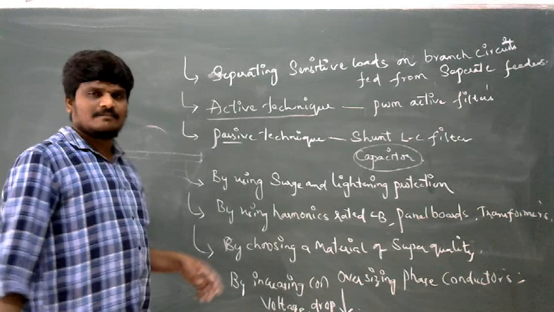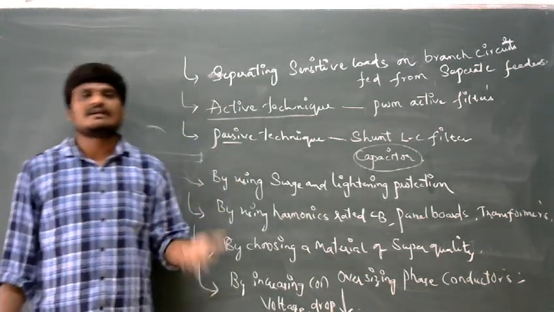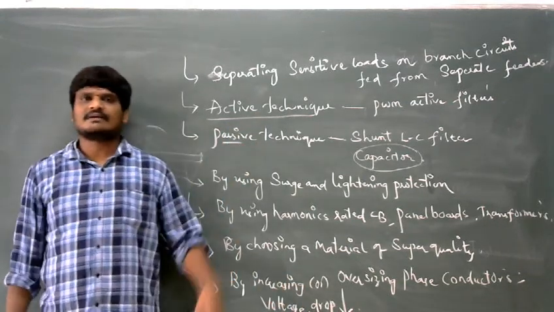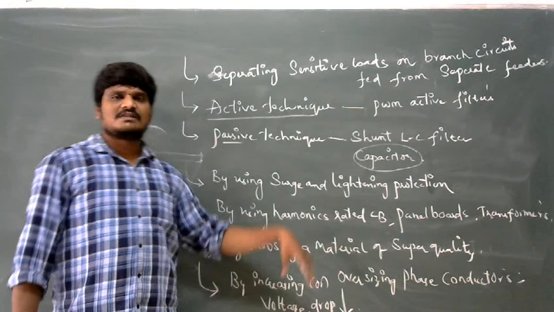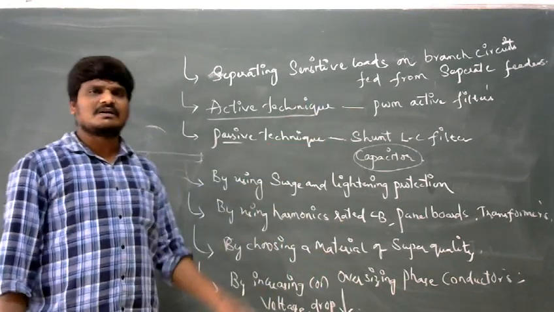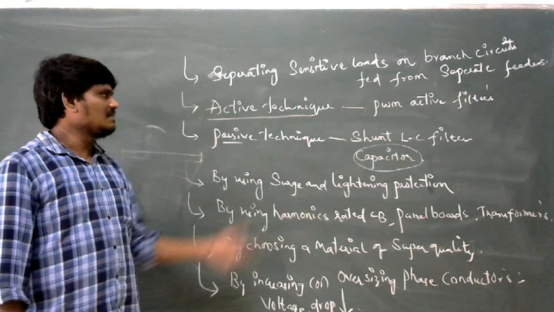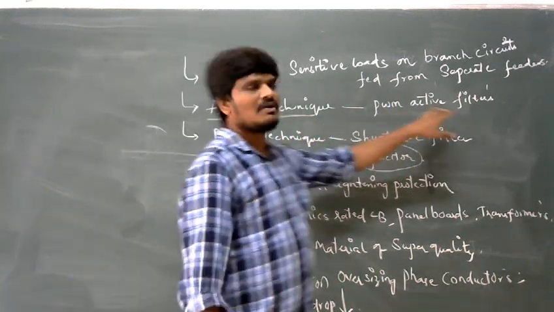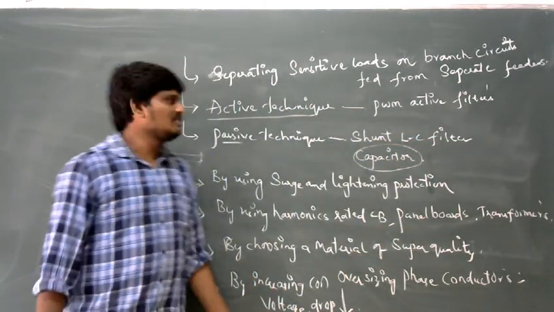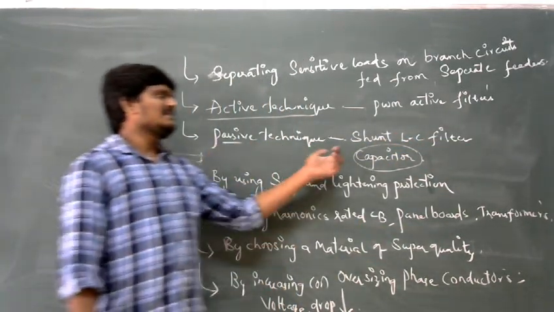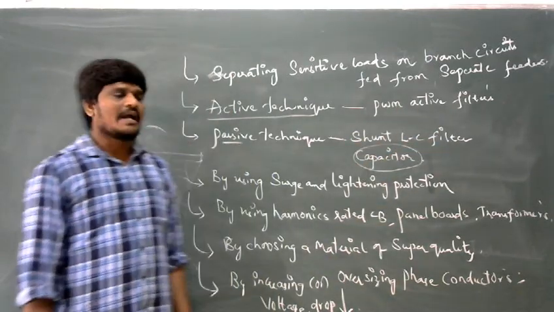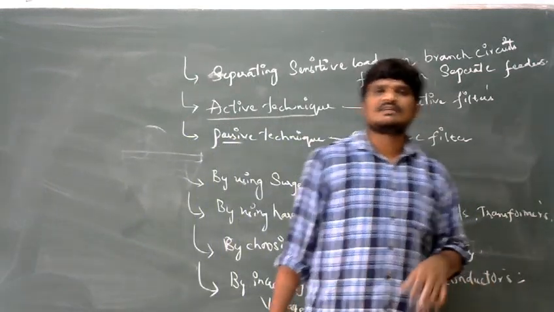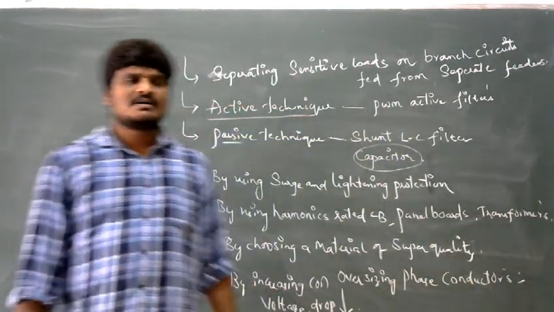What is the first thing? By using the compensation techniques, I can improve the power quality. What are the different types of compensation techniques we have? Active technique and passive technique. What is the meaning of both the techniques? I am using a filter in both the techniques. But the filter used in the active technique is the pulse width modulation active filter, and the filter circuit used in the passive technique is the shunt inductor capacitor filter. And the passive technique can also be used for power factor correction, by using some switching capacitors. That is the first technique.